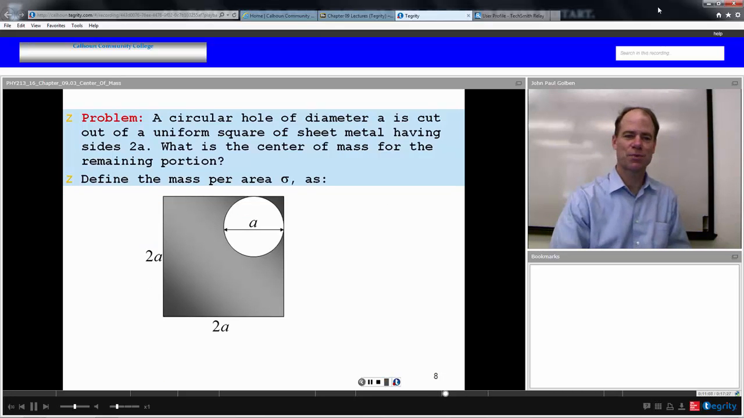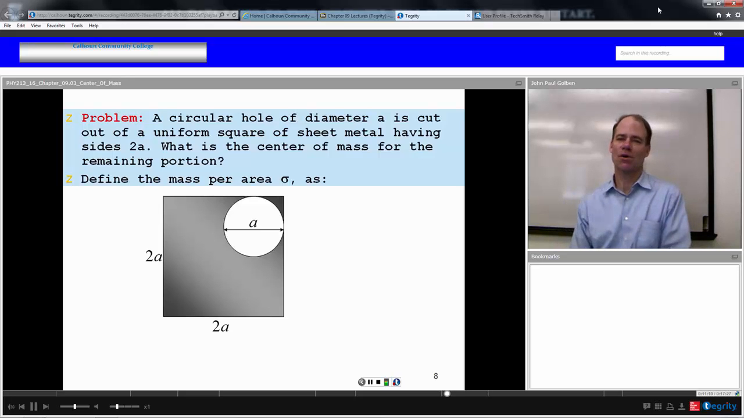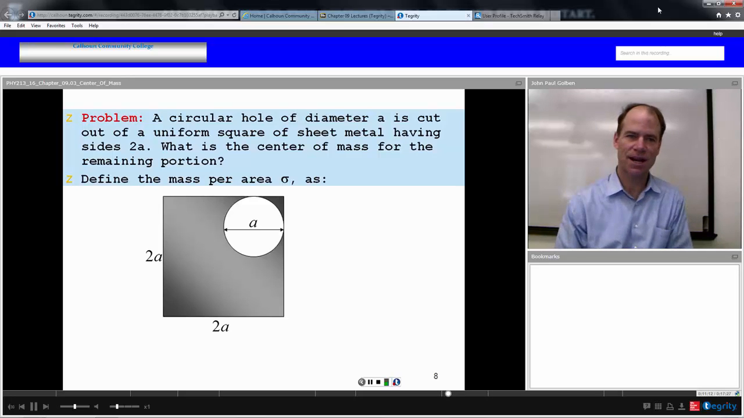What about this problem? A circular hole of diameter A is cut out of a uniform square of sheet metal having sides 2A. What is the center of mass for the remaining portion?